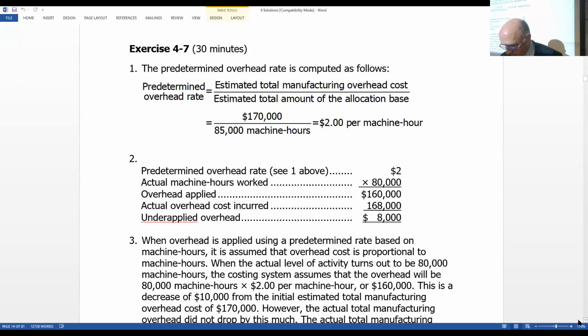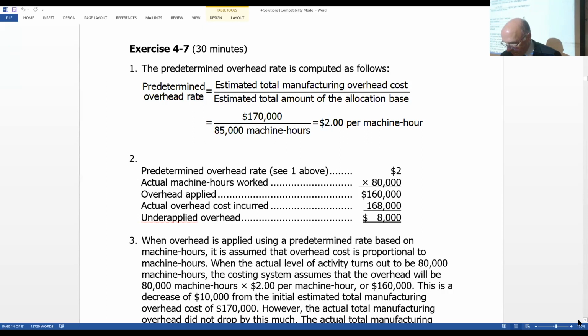Or 3 zeros. As long as you move the decimal place to the left the same number of places, it doesn't matter. First requirement, compute the company's predetermined overhead rate. Well, we know that's 2 because it's $170,000 divided by units. Dollars divided by units will give you dollars. So $2 per machine hour.